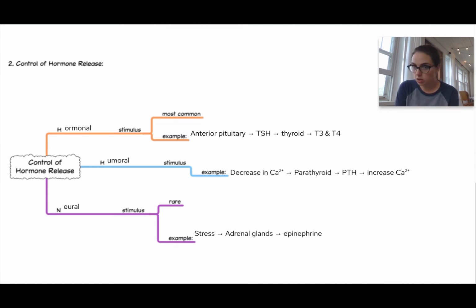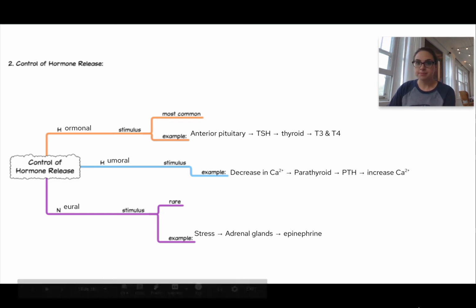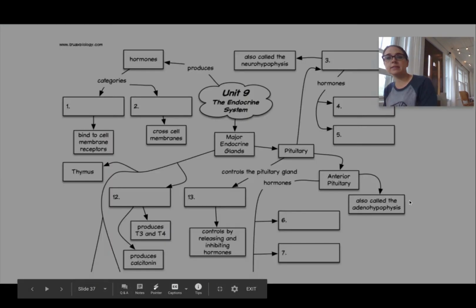This is good because it's faster, especially in a stressful situation when you have to react really quickly. This is why this one's a neural stimulus. It's more rare. Usually hormones stimulate other hormones, or your blood does, but this one does work a little bit more quickly. All right, all that's left is the concept map.